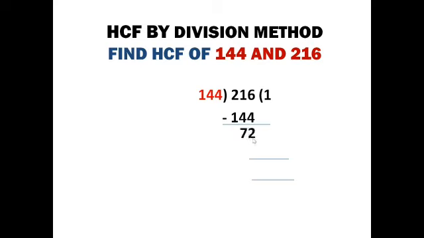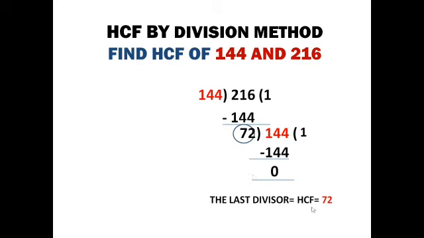This 72 becomes our new divisor and 144 shifts here as dividend. Now our new divisor is 72 and new dividend is 144. Now 72 twos are 144. So this is exactly dividing 144 and we are getting 0 remainder. So our division ends here. And our last divisor which gave us 0 remainder is 72. So the HCF of 144 and 216 is 72.